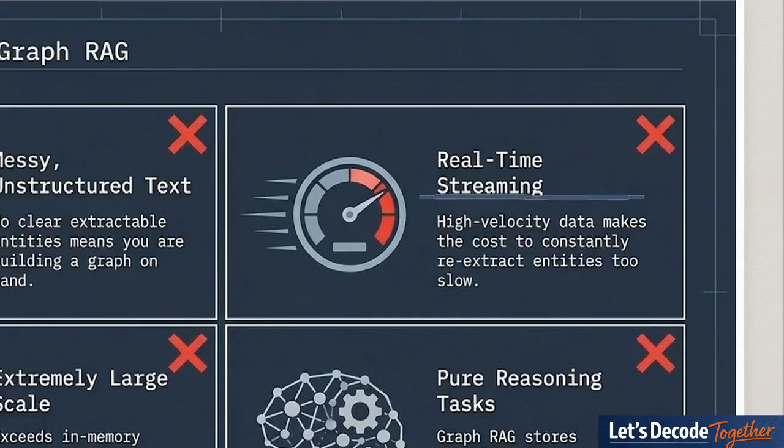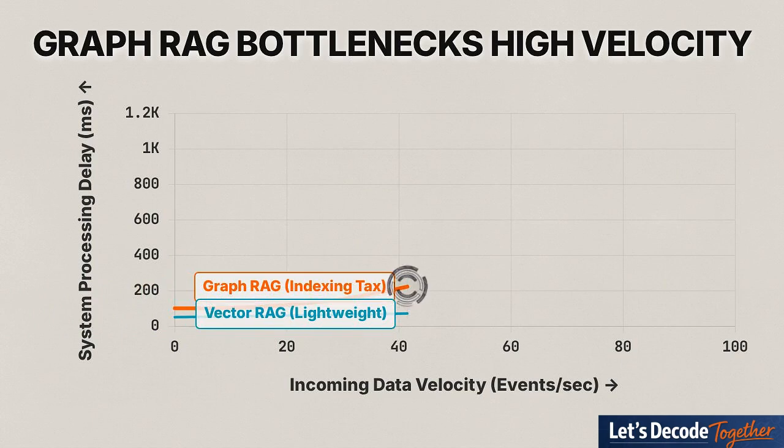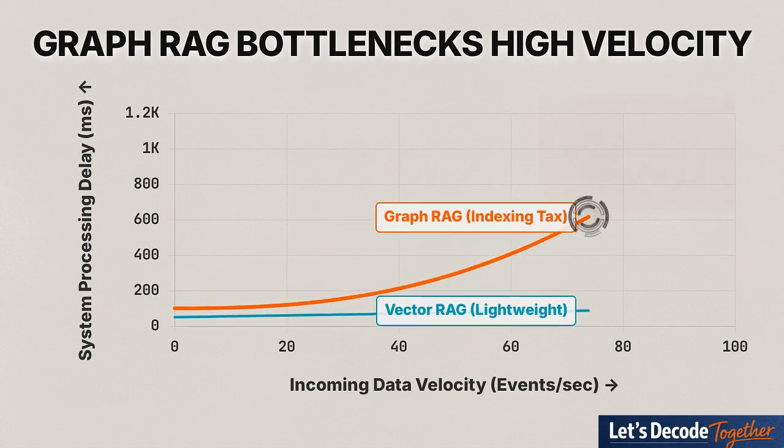The top right panel here shows why this overhead causes GraphRAG to break in certain scenarios. Constantly re-extracting entities is too slow to handle high-velocity real-time streaming data. While GraphRAG handles complex reasoning, its indexing tax and memory overhead make it a bottleneck for high-velocity data streams.